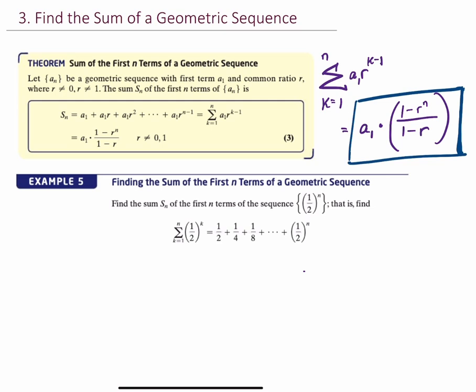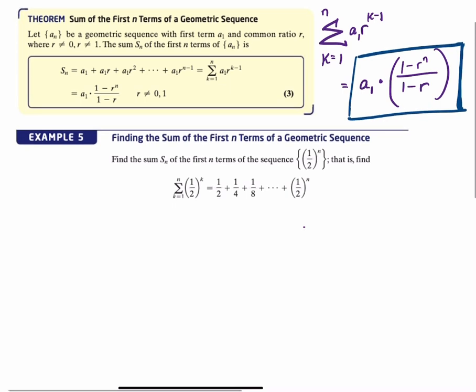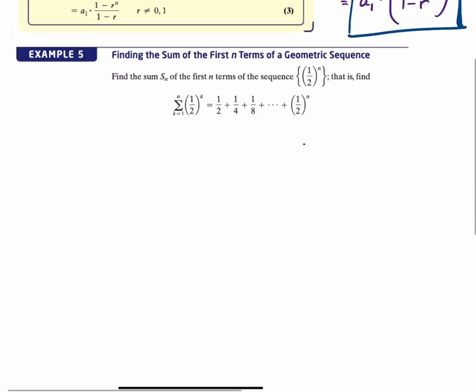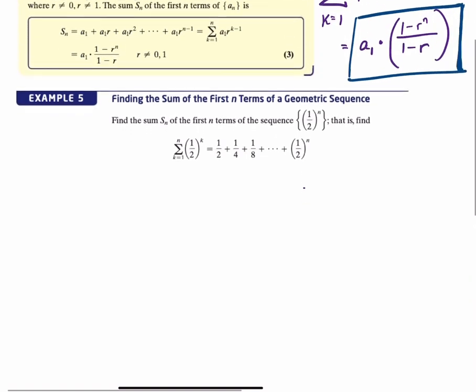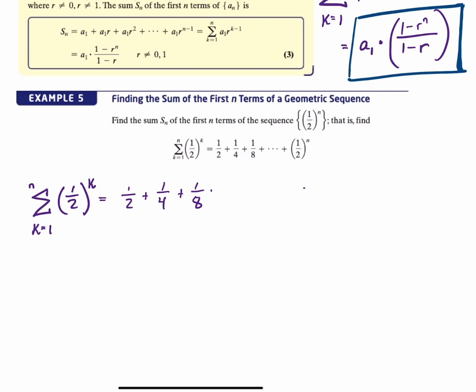So in example 5, let's find the general expression for the sum of the first n terms. So I'll leave this here. We're looking at the sum k going from 1 to n of just 1/2 to the power k. So they have this expanded out. I'll write it out too. That means we would be doing 1 over 2 plus 1/2 squared, so 1/4, times another 1/2, so plus 1/8. And this continues until we get 1 over 2 to the n power.